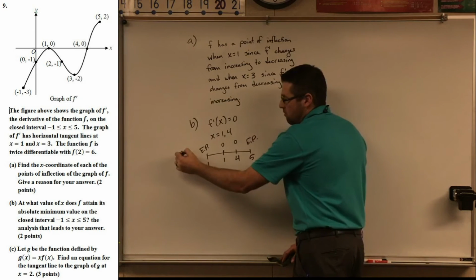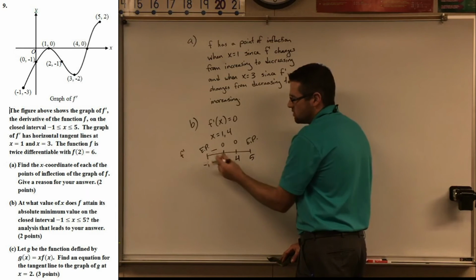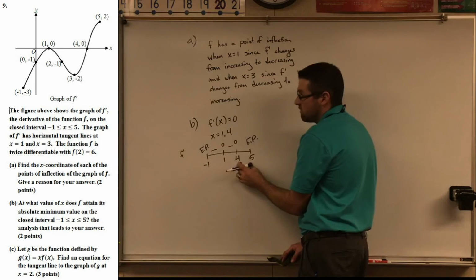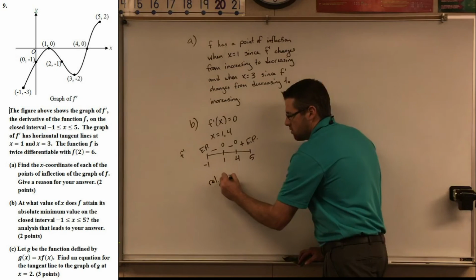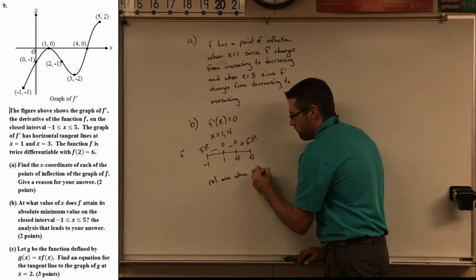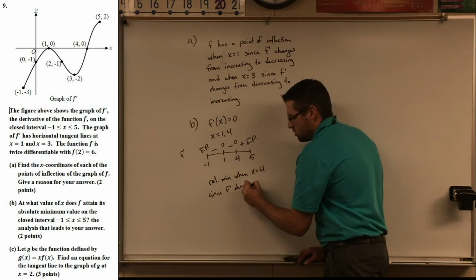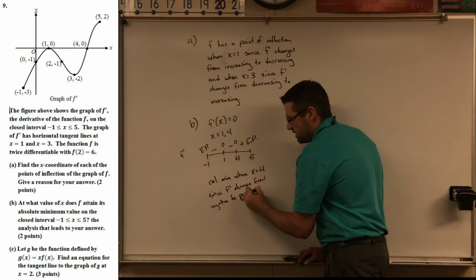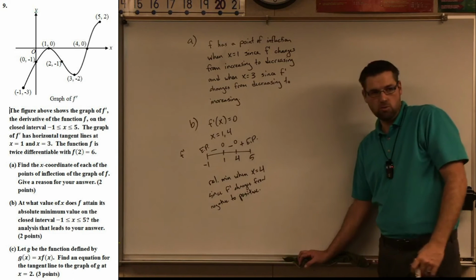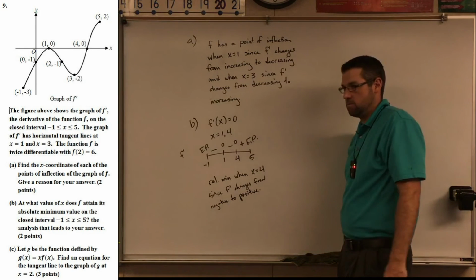So now, what is the sign from -1 to 1? It's negative. What's the sign from 1 to 4? Negative. What's the sign from 4 to 5? Positive. So we would say relative min when x equals 4, since f prime changes from negative to positive. But is that the absolute minimum? No. So that's not going to get you the point. We want the absolute minimum. So what are the other points that I have to consider?